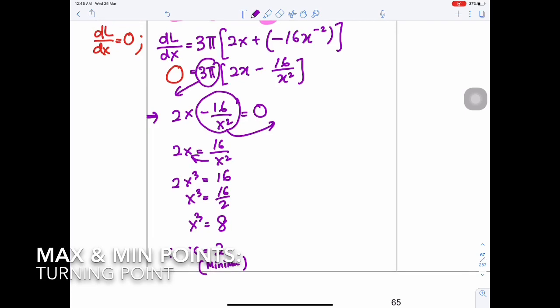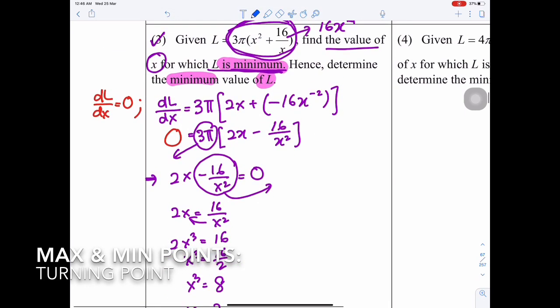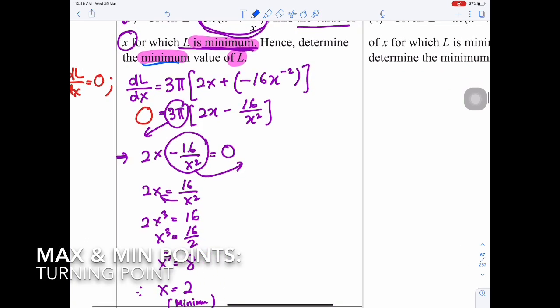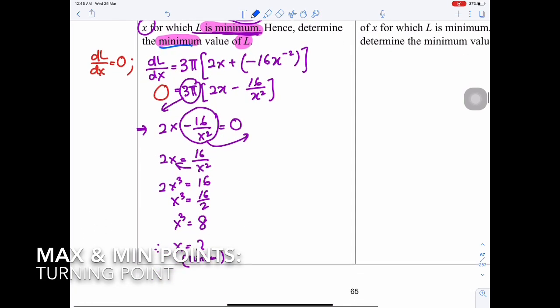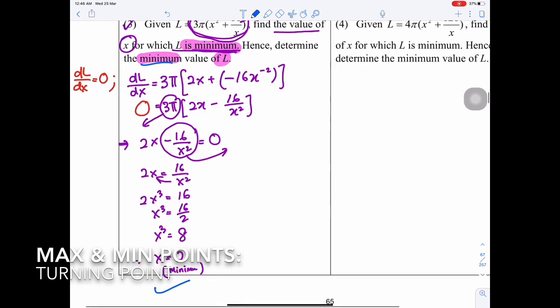How do I know? It is given in the question. So we find the value of x. This is the value of x, hence determine the minimum value of L.